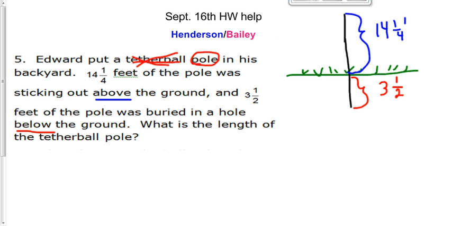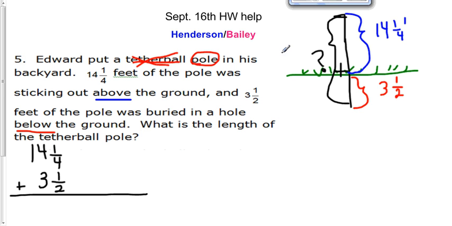Your basic question wants to know the length of this pole. That means from the top all the way down to the bottom, the whole thing. So this is an addition problem, and we're going to be adding the two. When we add fractions, putting the two together like 1/4 and 1/2, they're not the same. In order to put things together, they have to be the same. So we have to have a common denominator.